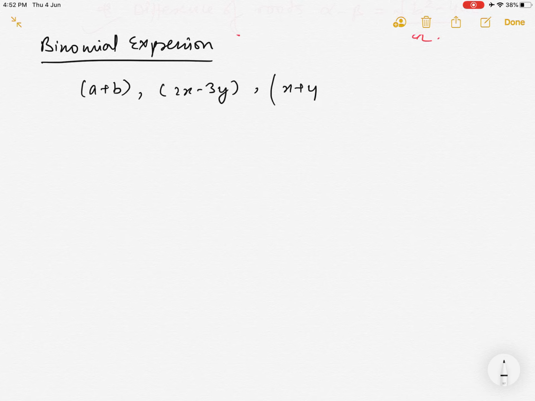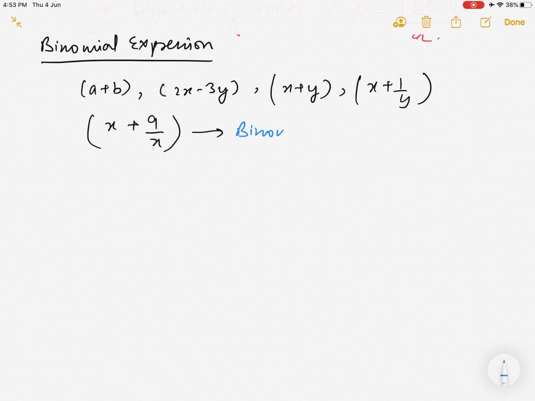For example, a plus b is a binomial, 2x minus 3y is a binomial, x plus y is a binomial, x plus 1 by y is a binomial, x plus 9 by x is a binomial. So any algebraic expression that contains two terms is what you call a binomial expression. So these are what you call binomial expressions.